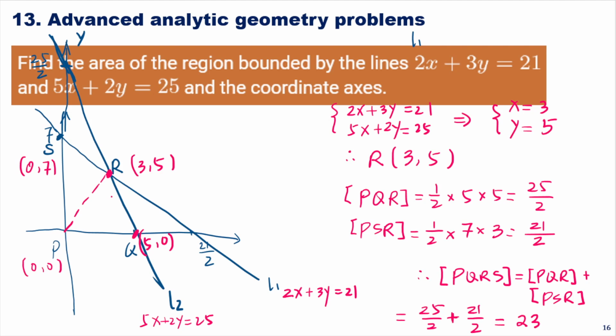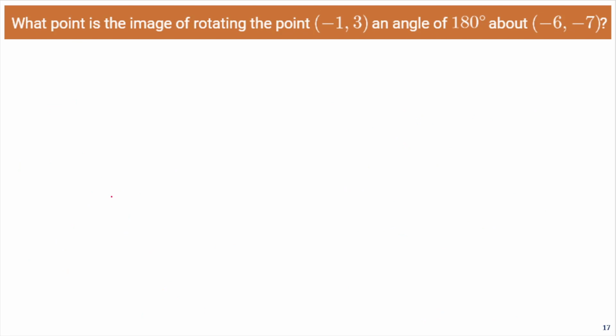Alright, if no questions, let's consider another problem. What point is the image of rotating the point -1, 3 at an angle of 180 degrees about another point -6, -7?